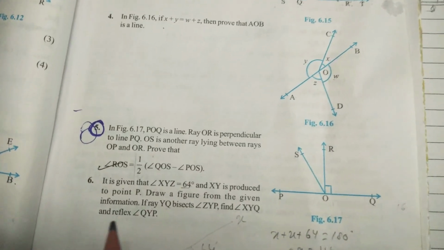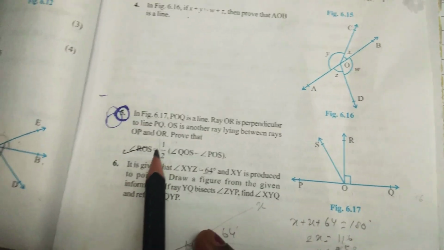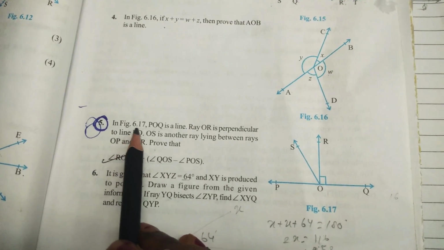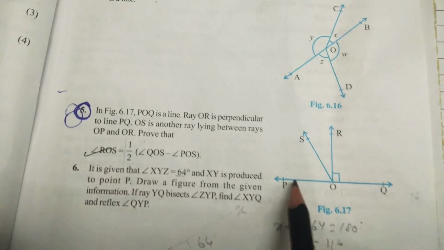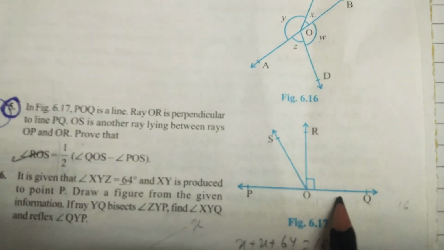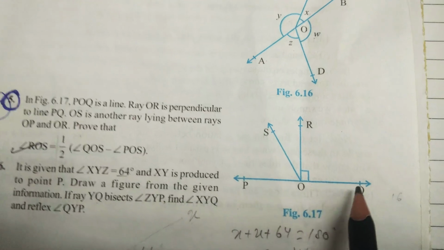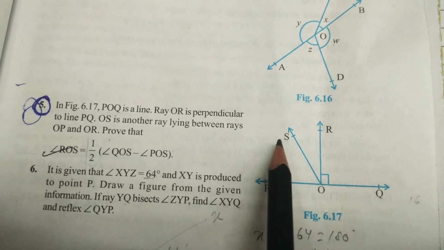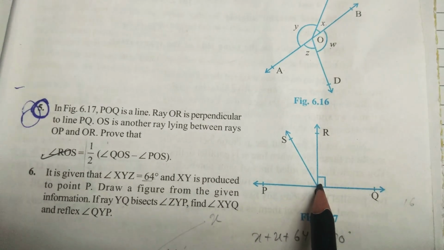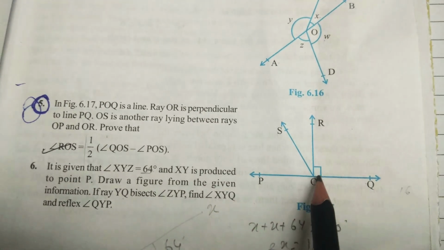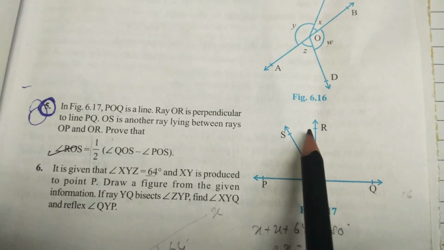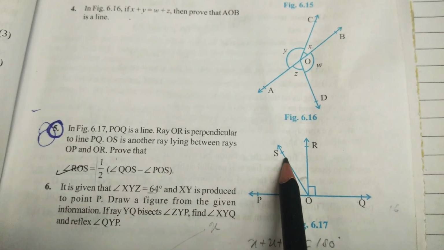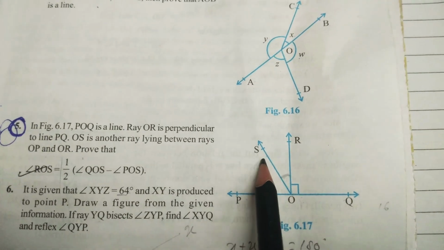Good morning, students. So let us now solve question number 5 of exercise 6.1. It is given that in figure 6.17, POQ is a line, and OR is perpendicular to line PQ. OS is another line lying between OP and OR. So we have to prove that angle ROS is equal to half of angle QOS minus angle POS.